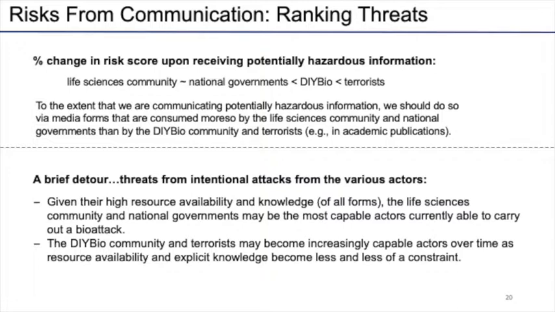So I'm going to take a little bit of a detour from looking at risk from communication, because I think there are a few other implications that fall out of this general risk scoring model. So first of all, if you look at the high resource availability and knowledge of all forms, so tacit, explicit, and high-level ideas, currently I think the life sciences community and national governments might be the most capable actors of carrying out a bioattack, because the DIY bio community and terrorist groups and individuals currently lack, for example, tacit knowledge and resources that are necessary.